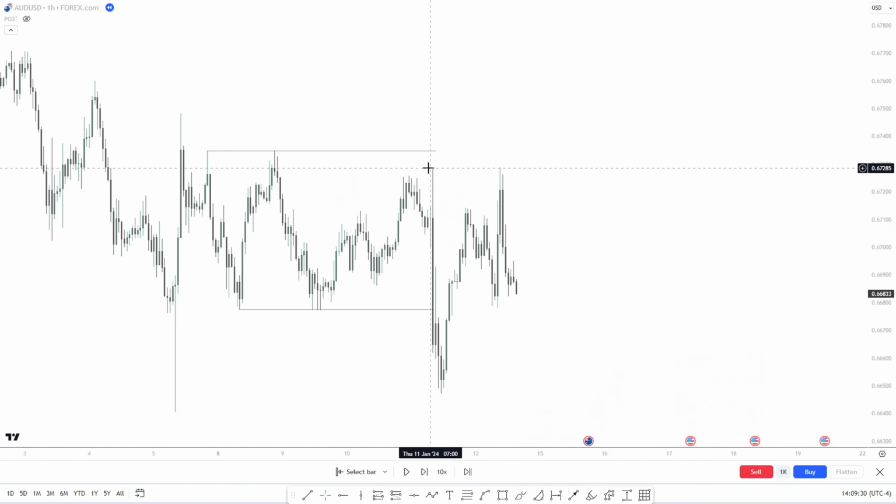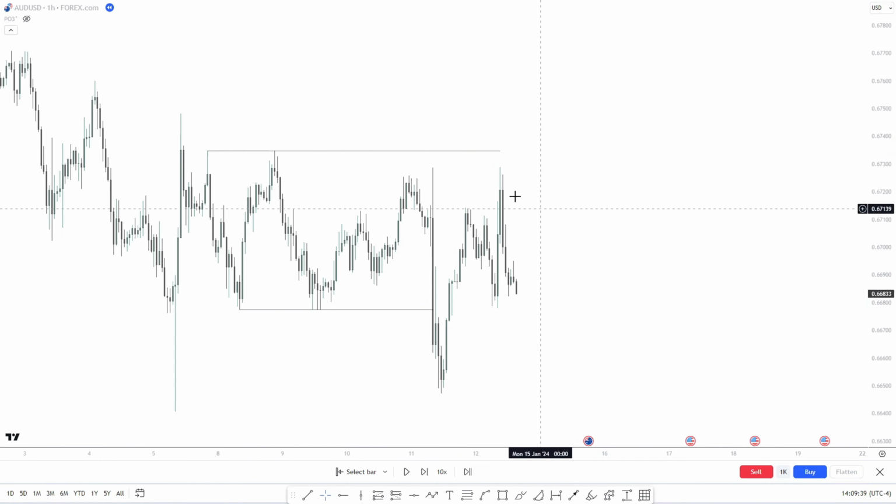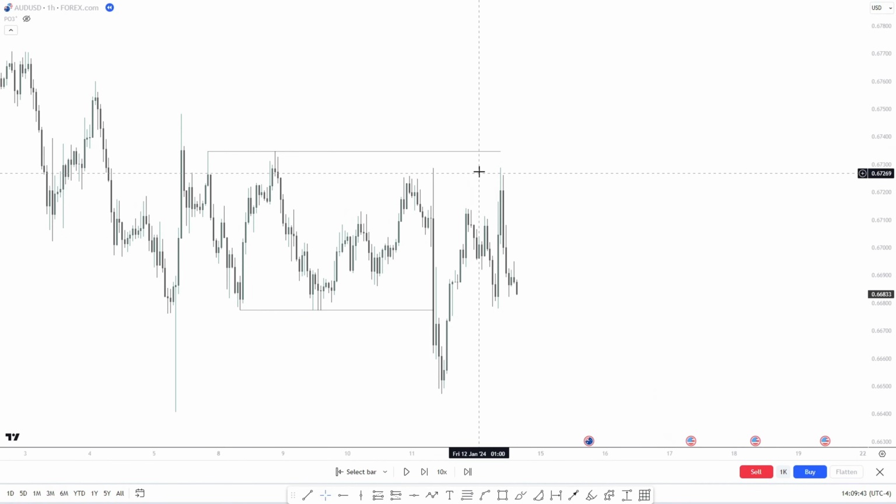Here price takes out this high but doesn't go to this one. Now this is because NZD USD took out this high. This is why I'm telling you to keep track of the correlated pair, because if you have your TP right here and you're just not monitoring the correlated pair, then most likely your break even or your stop loss is going to be hit.